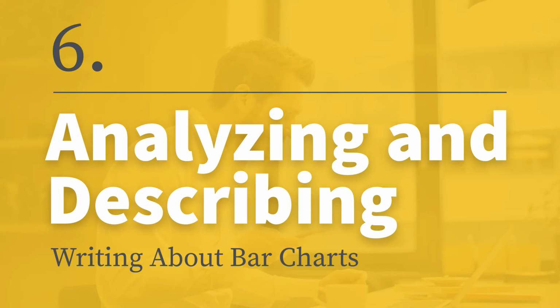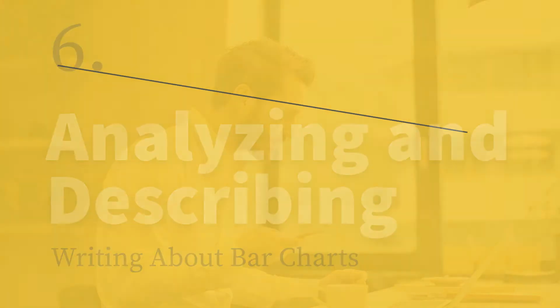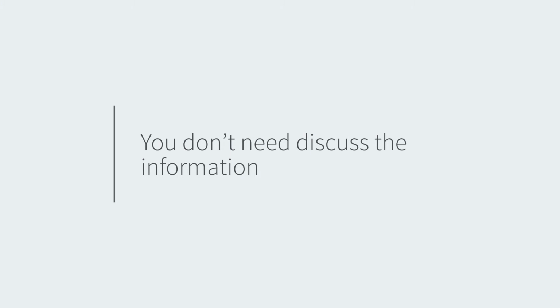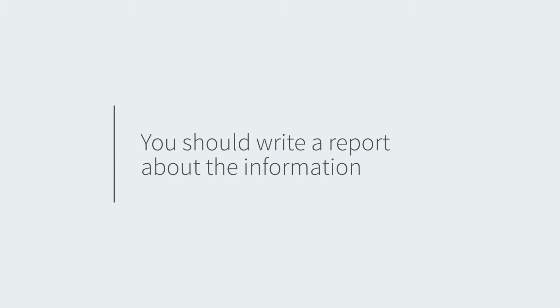Now, of course, the thing we're most interested in is analyzing and describing bar charts, and writing about them. So now we're going to look at a few things you need to do to make sure that you effectively describe a bar chart. The first thing you need to remember is that we don't need to discuss the information that the chart represents. Rather, we just need to write a report about the information.